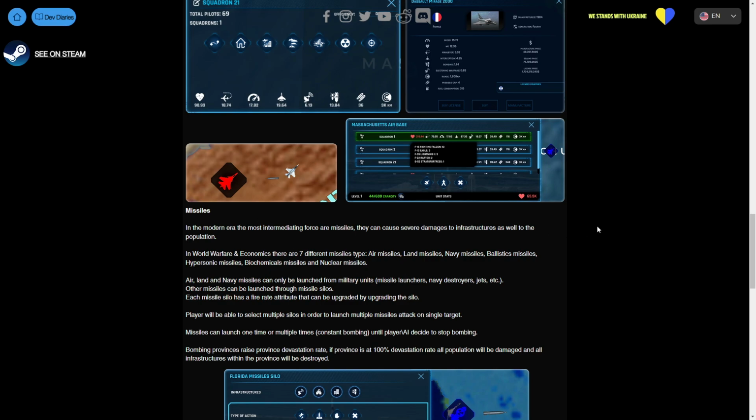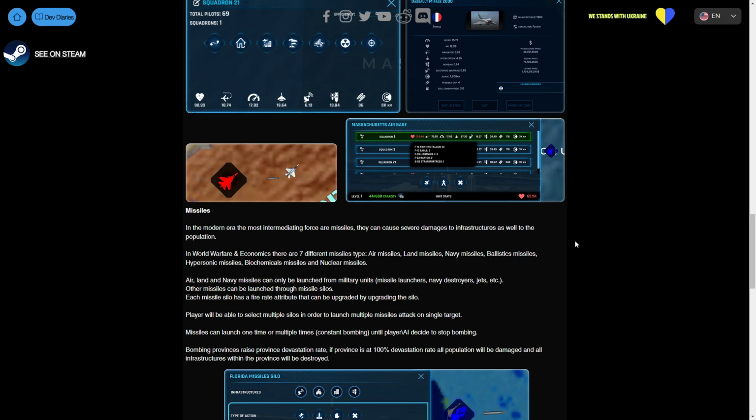In the modern era, the most intimidating forces are missiles. They can cause severe damage to infrastructures as well as the population. In World Warfare and Economics, there are 7 different types of missiles: air missiles, land missiles, naval missiles, ballistic missiles, hypersonic missiles, and biochemical missiles and nuclear missiles.